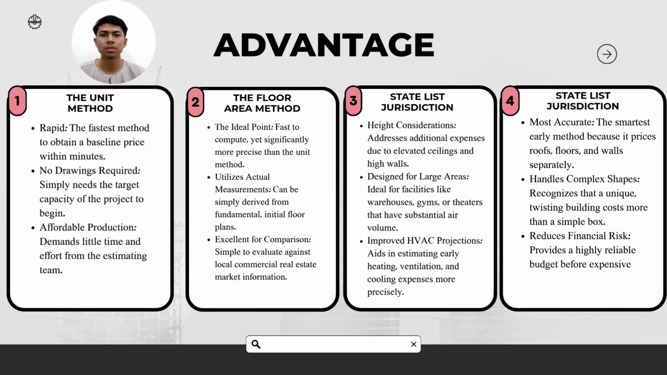And for the third one, we have the cubic method. It considers building height, making it useful for buildings with large internal spaces. For the last one, we have the story enclosure method that provides the highest accuracy, but it is more complex and requires complete construction drawings. Therefore, the choice of method depends on the project stage and the available information.